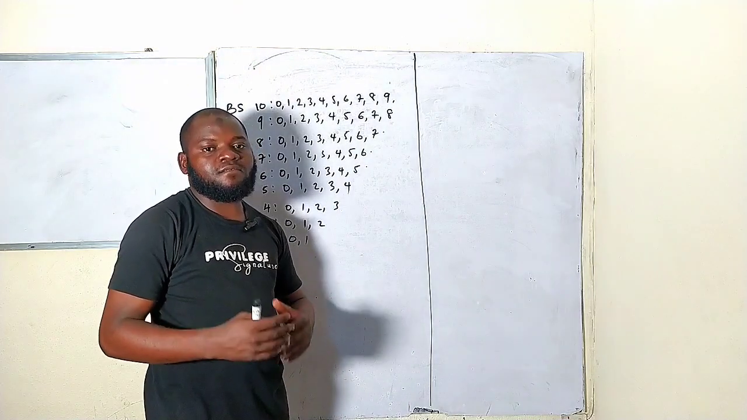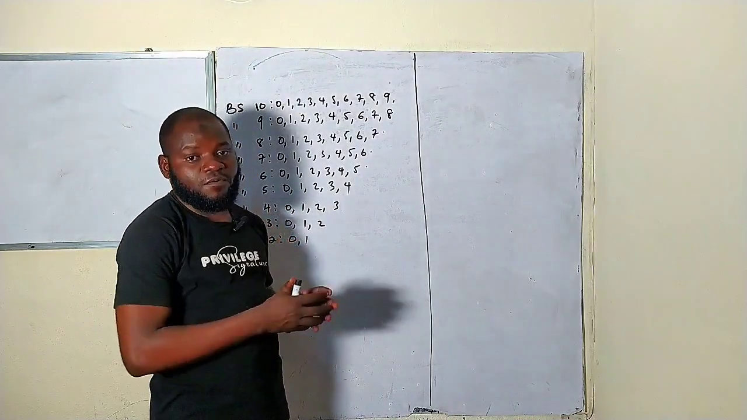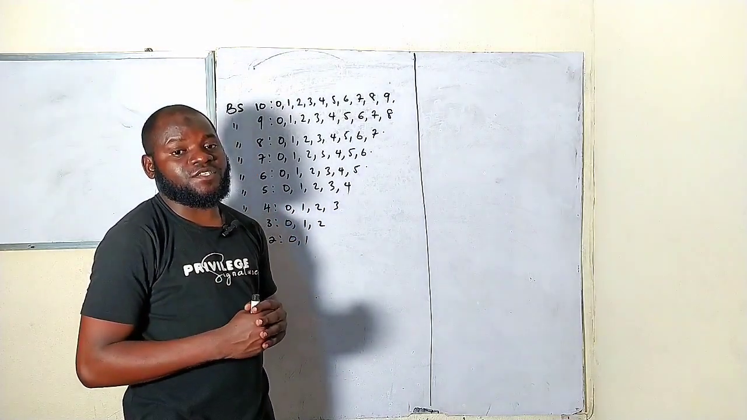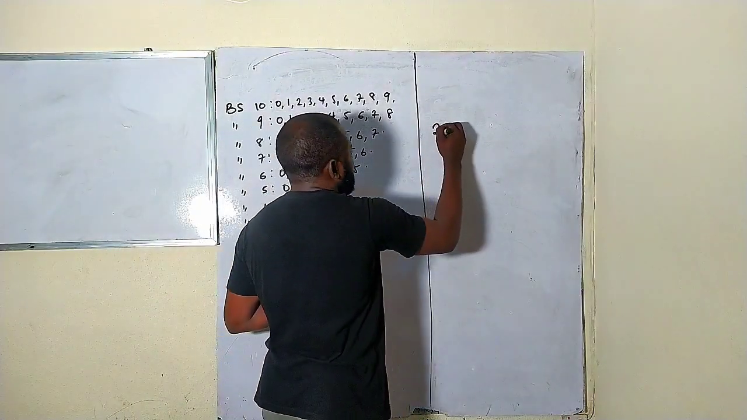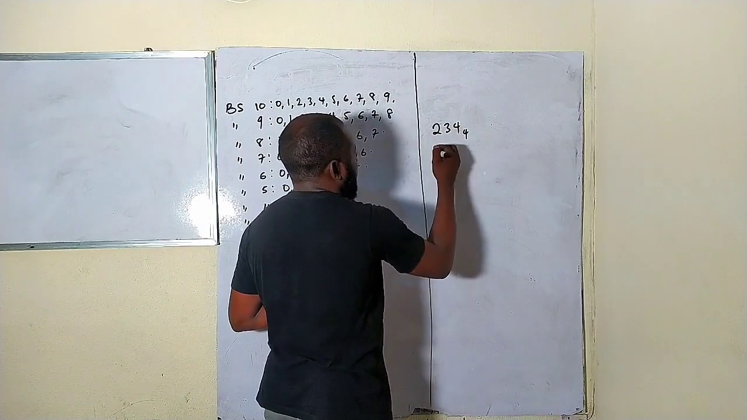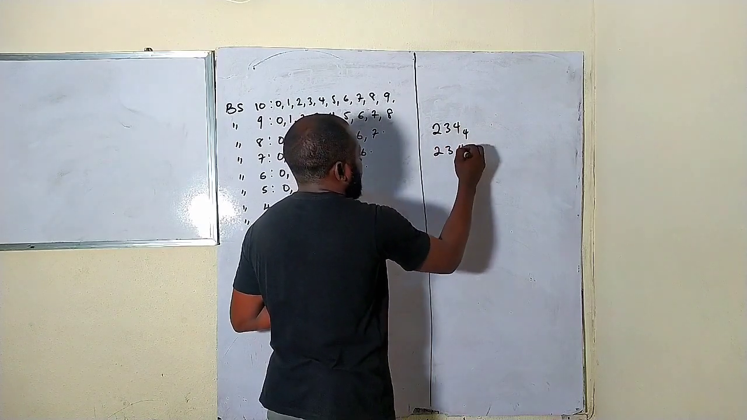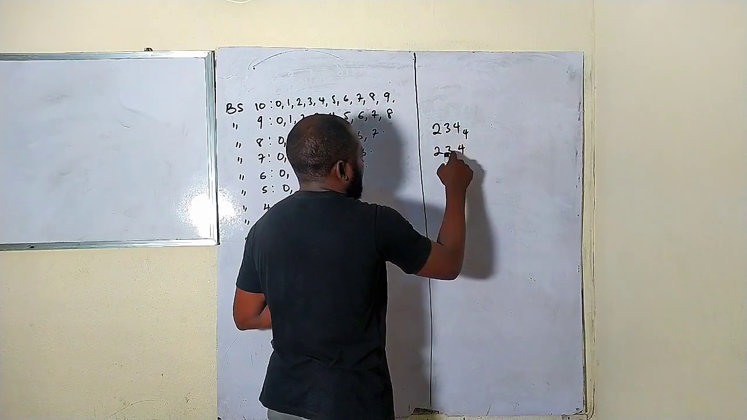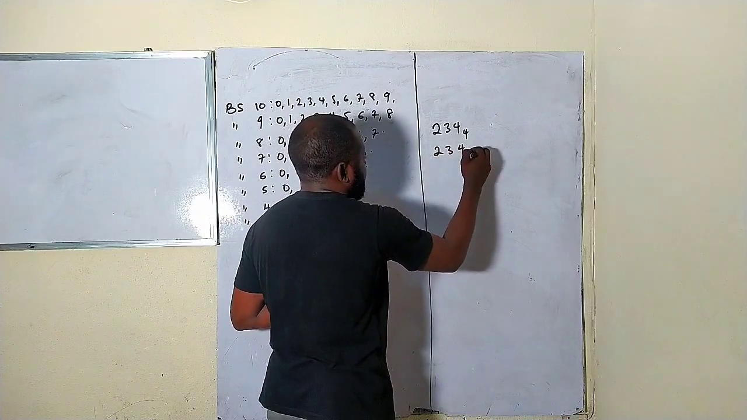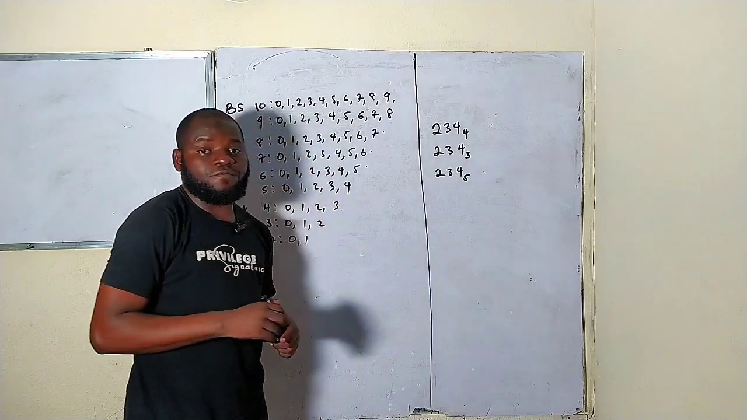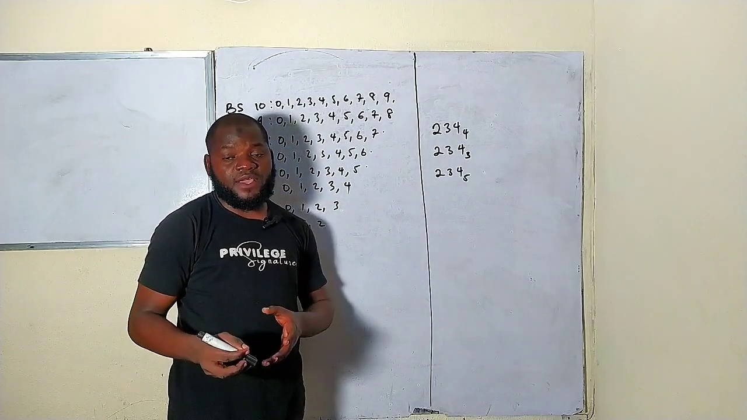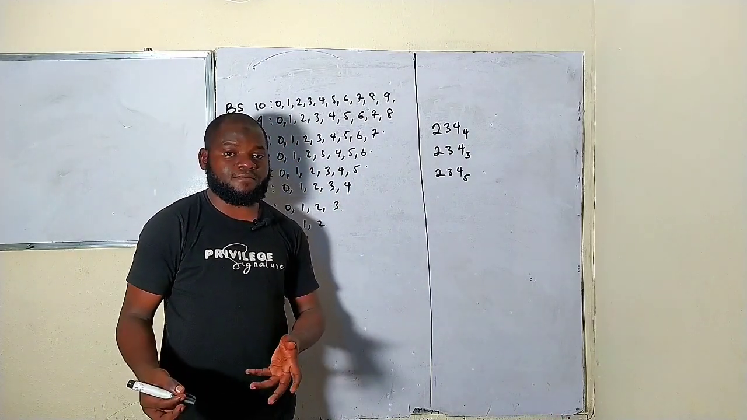For that reason, you need to understand this very well. So let me ask you this particular question, and I would like you to respond. If I have 2, 3, 4 in base 4, and I have 2, 3, 4 in base 3, and I have 2, 3, 4 in base 5, which of the three is correct, and why are they correct?